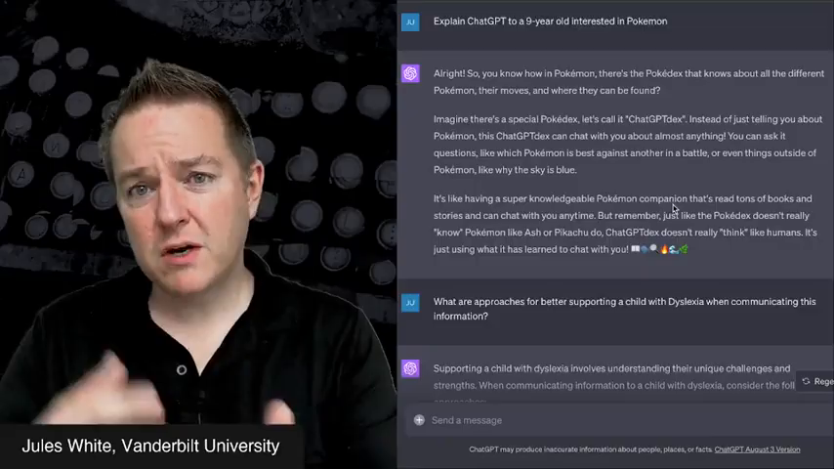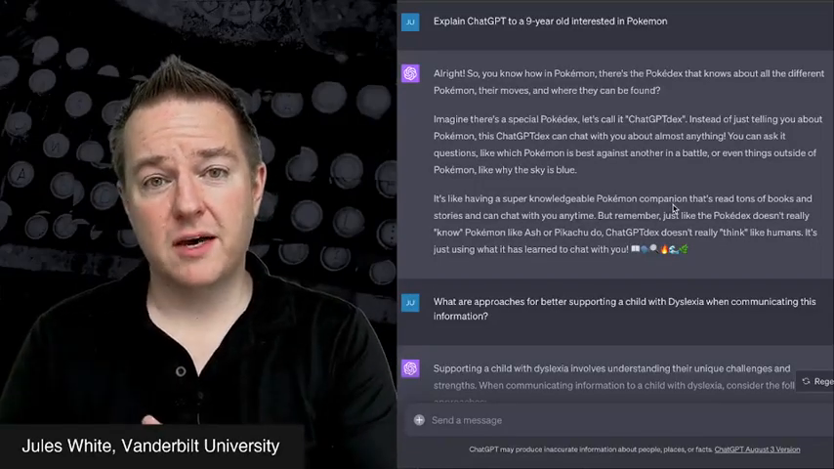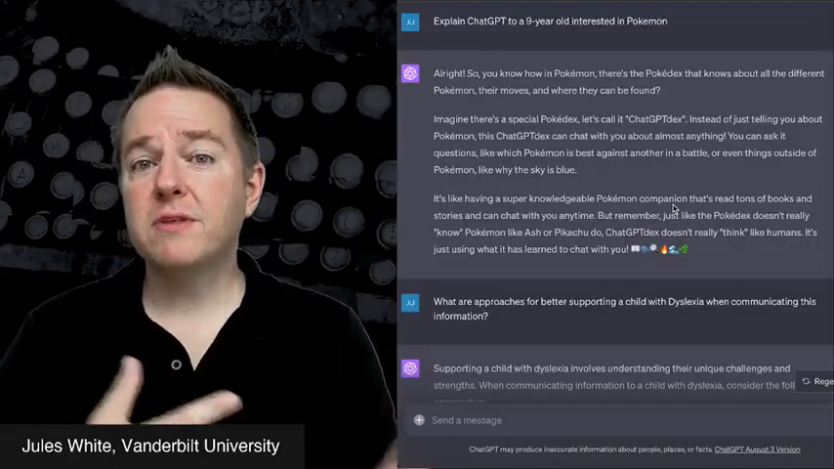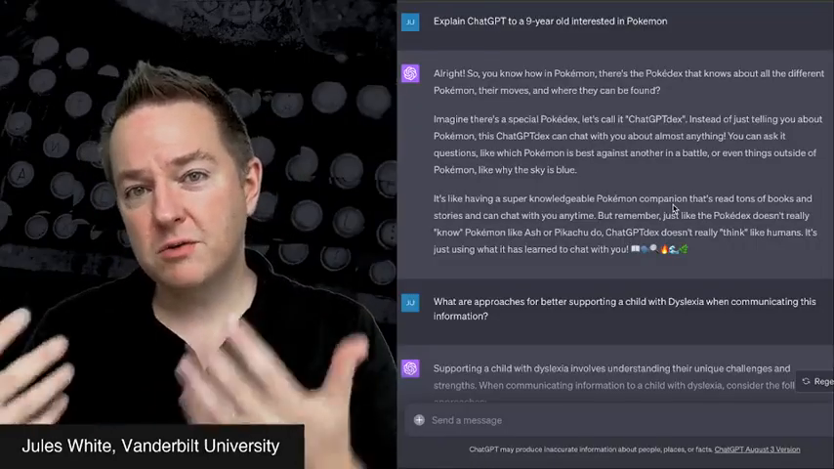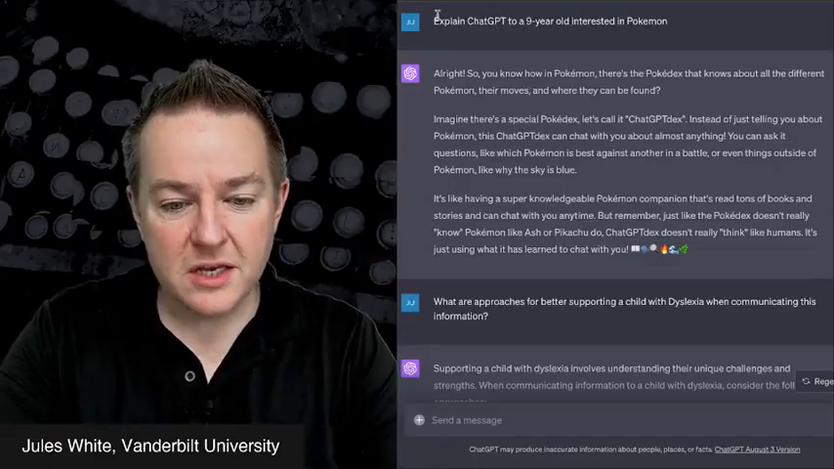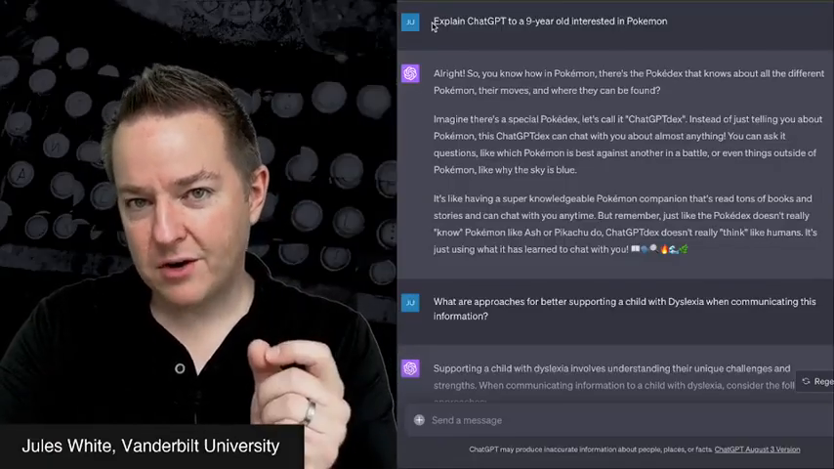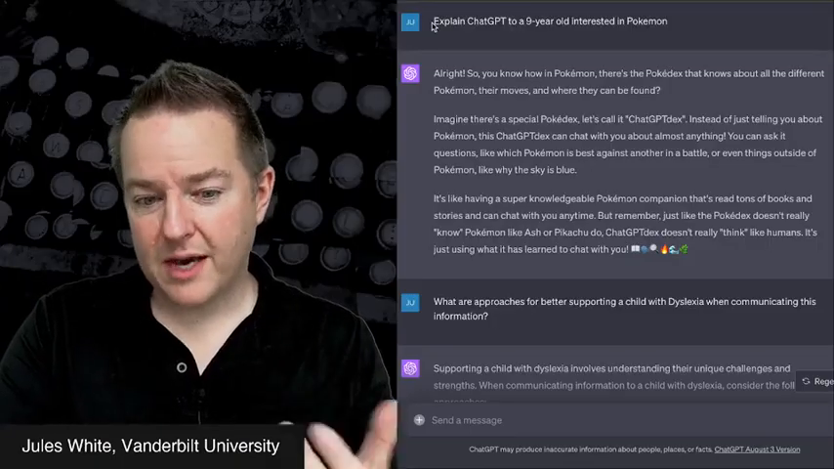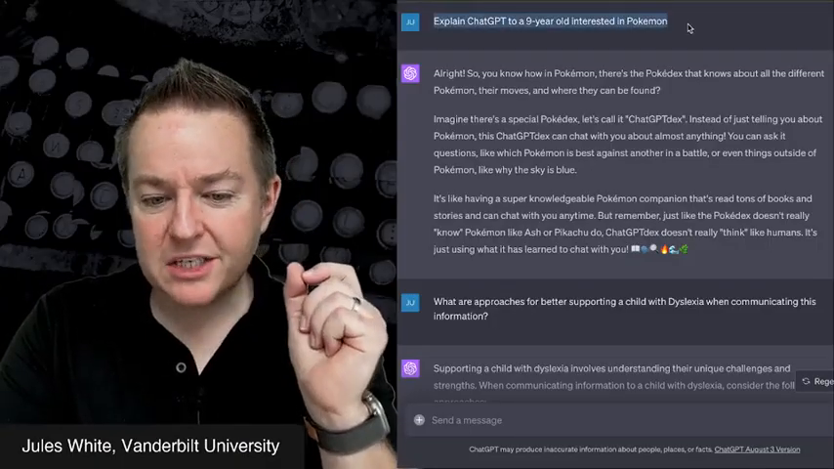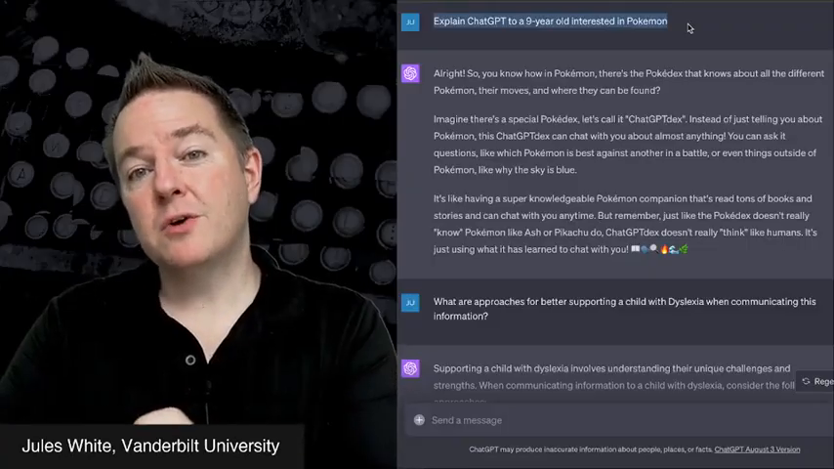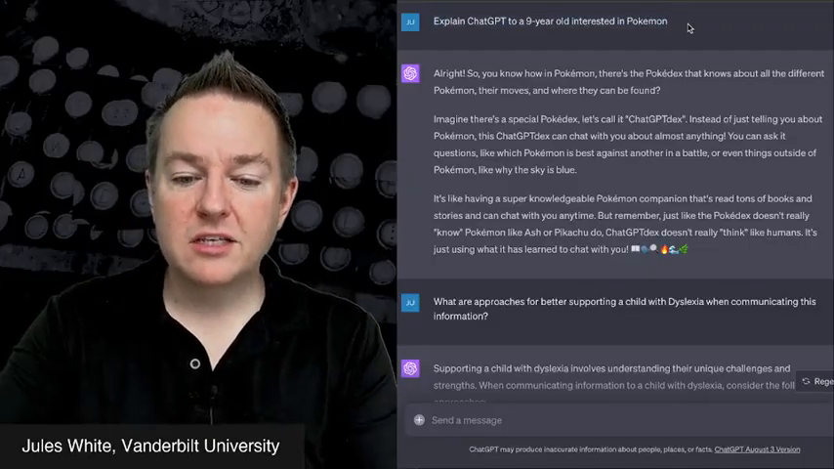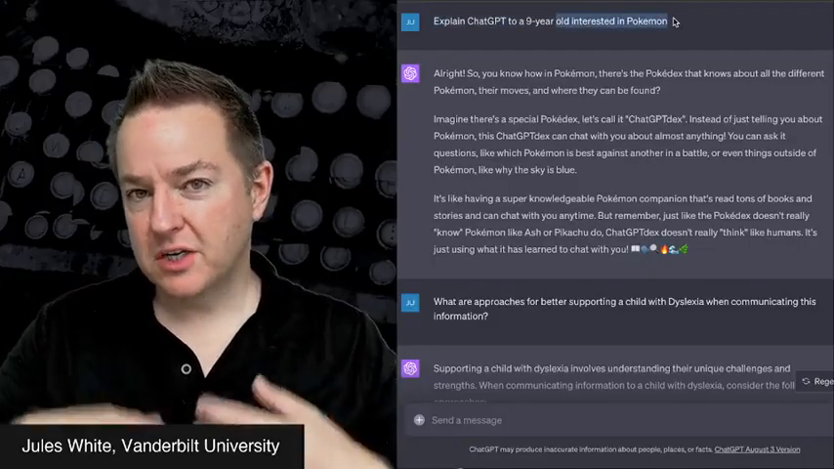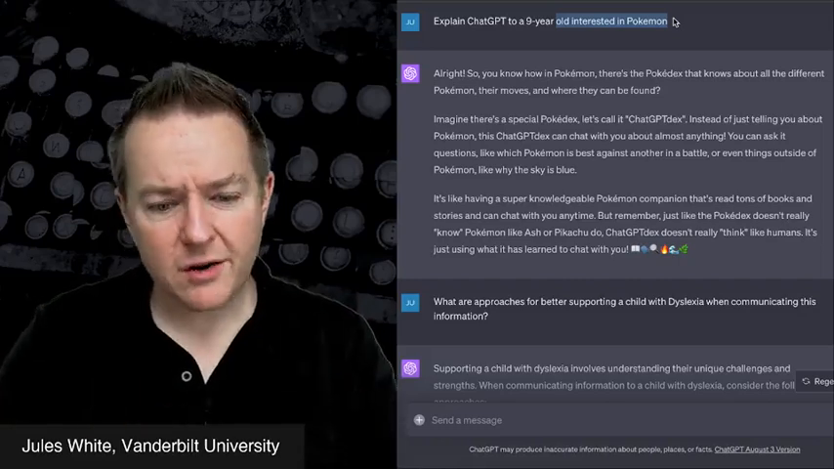So let's imagine one of those 9-year-olds loves Pokemon. And we'd like to help them understand ChatGPT, but we'd like to do it through concepts from Pokemon. So we can go back and use this pattern that we're going to learn, this pattern of how we interact with ChatGPT, or prompt pattern, to explain ChatGPT, but to a 9-year-old interested in Pokemon. So we're adding on even more description, even more personalization of who we're interacting with.